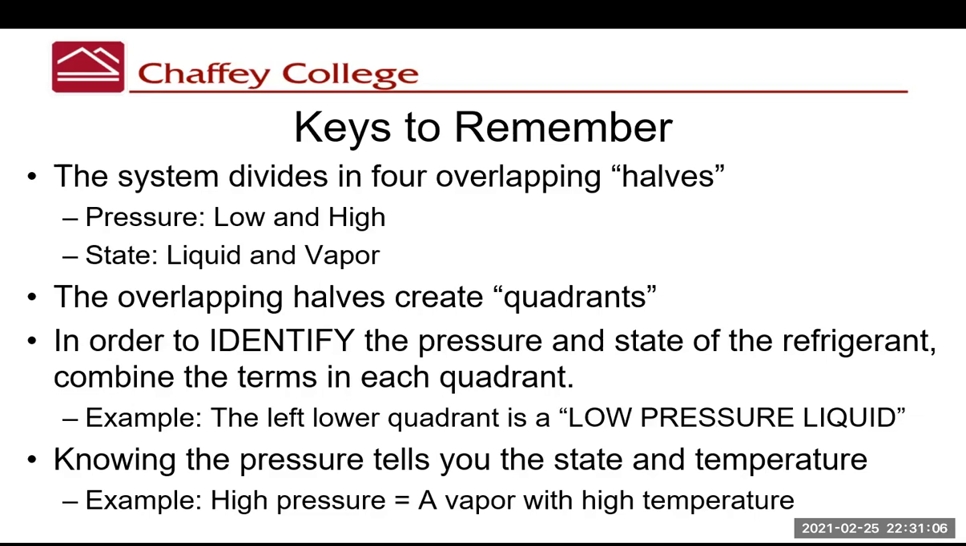Knowing the pressure tells you the state and temperature. So if you take your air conditioning gauges and you connect it to your system and you see that one of the gauges reads a very high pressure, well, you know that's likely telling you that in that part of the system, the refrigerant is in vapor form and it has a high temperature. Things under high pressure also have high temperature.